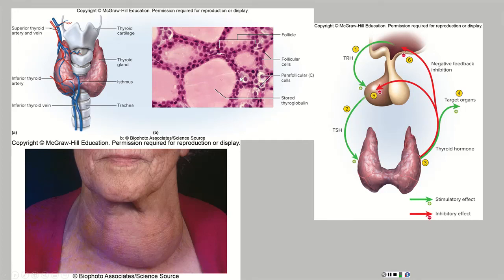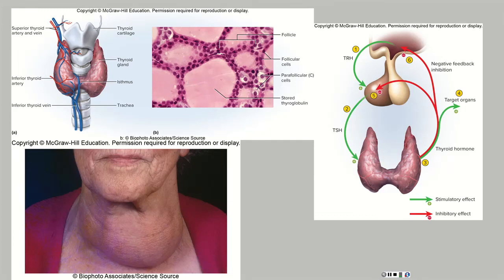Let's look at those parafollicular cells, or C cells. Here, the stimulus is unrelated to the anterior pituitary. This you probably talked about back in Bio 137. The stimulus is actually an increase in blood calcium. When blood calcium levels rise, then we get calcitonin being released. It's inhibited by a drop in blood calcium. When blood calcium levels drop, then the calcitonin stops being released.